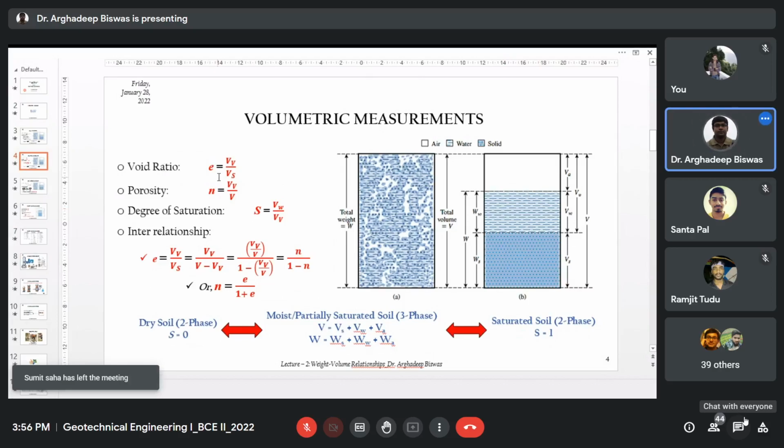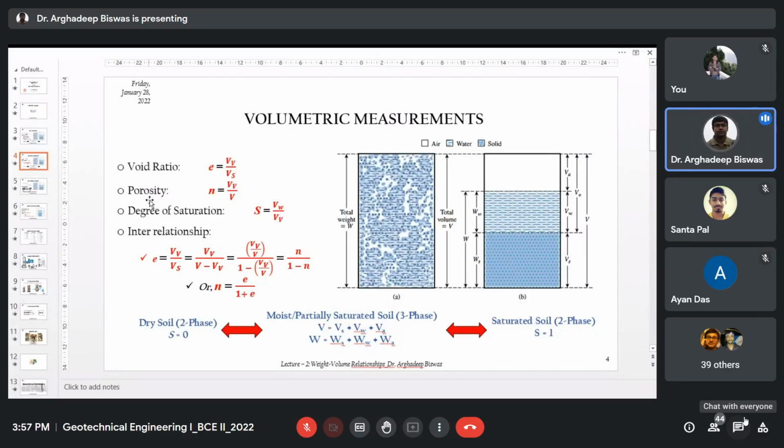The void ratio is denoted by small e. It is defined as the volume of voids VV over the volume of solids VS. That is, the total void space divided by the total solid volume. So that is called the void ratio. Void ratio is defined as the void within the solid particles. That void can be occupied by water, by air, or by both water and air.